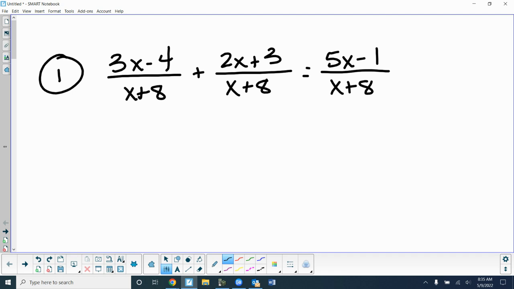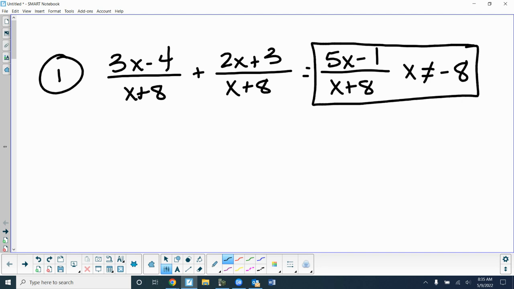It also says identify the values of x that are undefined. So what's x not allowed to be? Negative 8. So make sure you put that part. Some of you forgot that when you showed me your finished product on Friday. Okay, so make sure you put that part at the end.